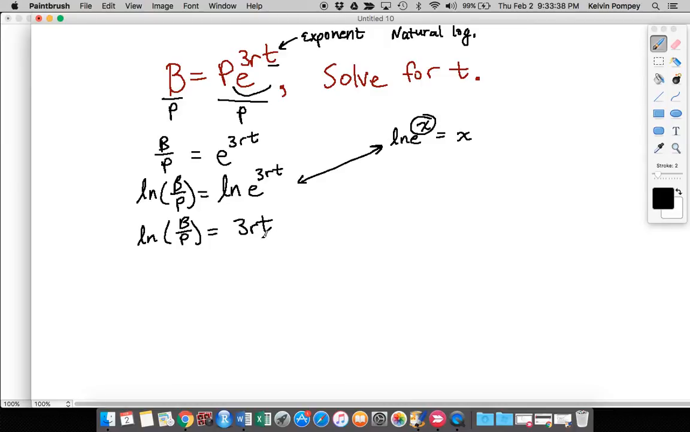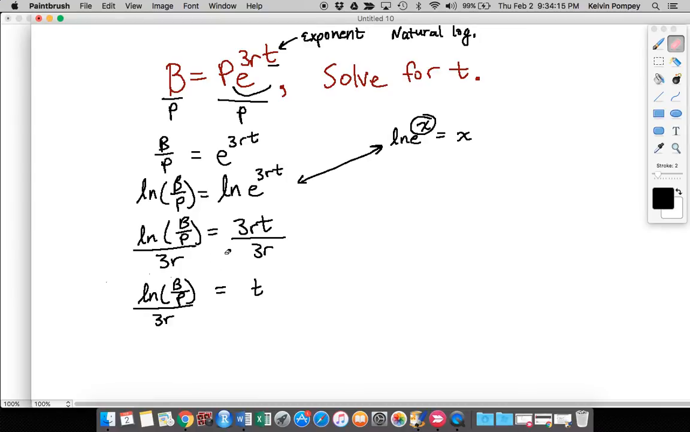Now, in order for me to solve for t, I divide both sides by 3r. And I'll get that t equals that same thing that I have here. Nothing can cancel. I'm completely simplified. Now you could separate that with a subtraction and do ln of B minus ln of P, but that is not necessary. It's good to just leave your answer in this form right here. My final answer here is t equals ln of B over P, and that quantity is divided by 3r.